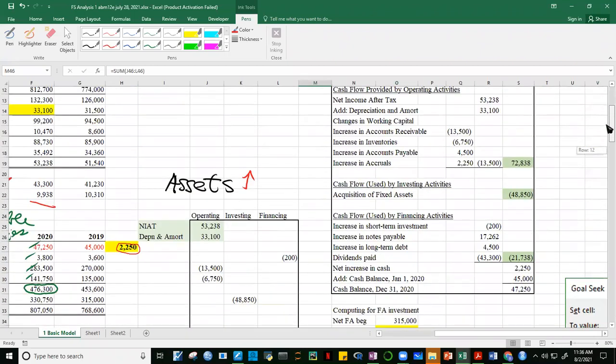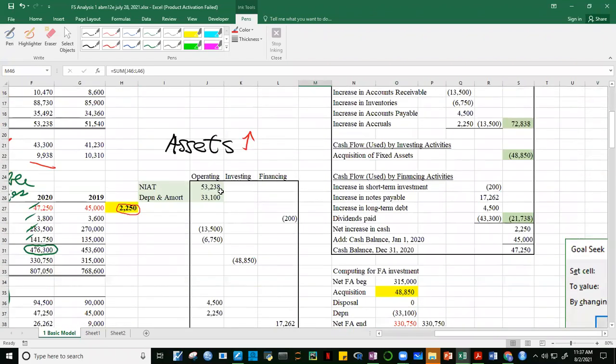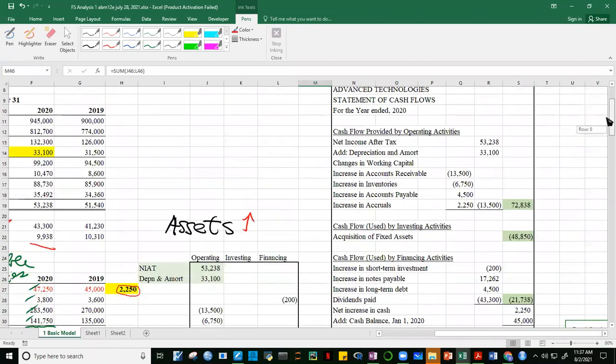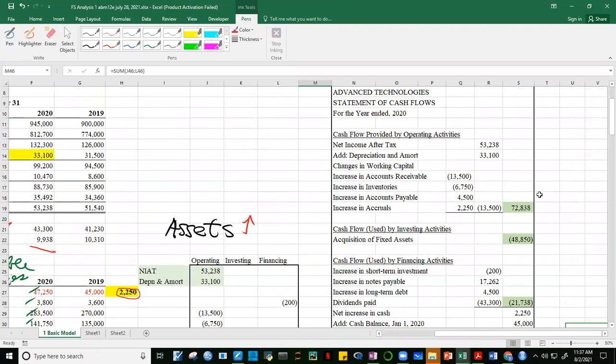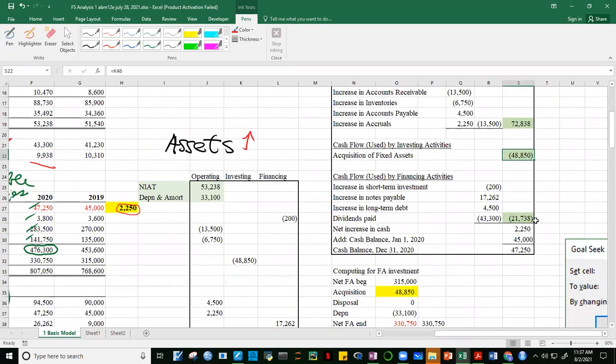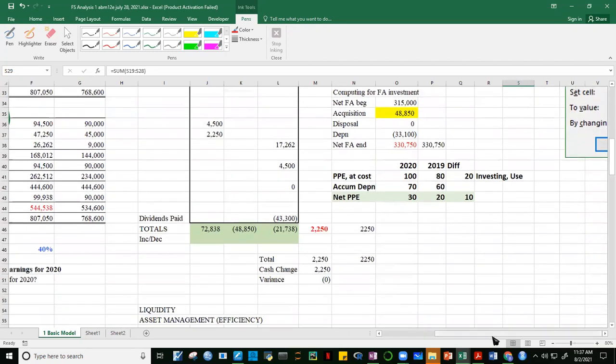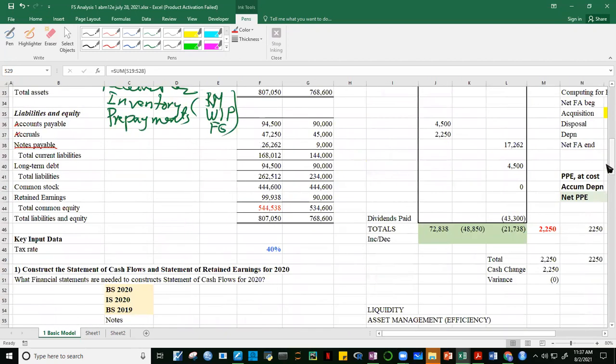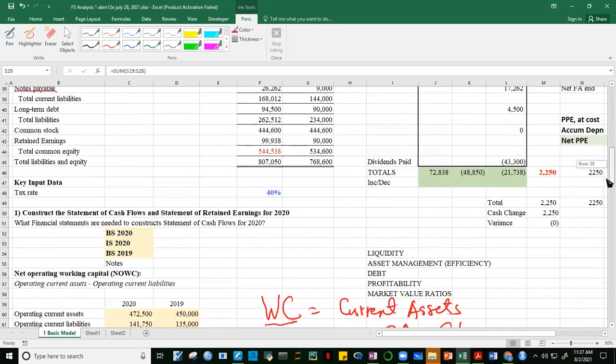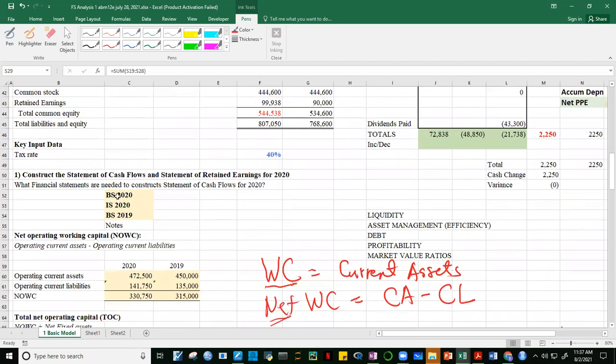And then in the formal statement of cash flows, it's easy. Everything here will go into operations, investing, and financing. Then we have separate columns for total operating, investing, and financing. And then we net them, and we should get 2,250. Add back the beginning cash balance to get your ending cash balance. So that took care of your statement of cash flows. You should be able to construct the statement of cash flows if you have the balance sheet and the income statement for the current year and the balance sheet of the previous year.